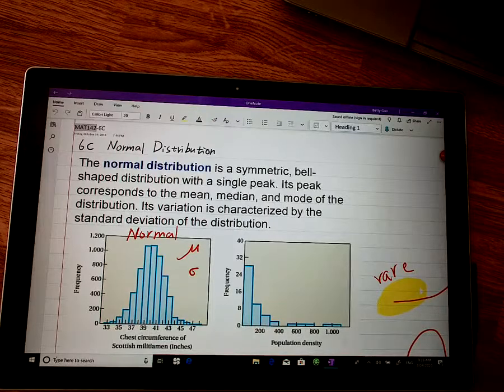The normal distribution is a symmetric, bell-shaped distribution with a single peak. Its peak corresponds to the mean, median, and mode of the distribution. Its variation is characterized by the standard deviation of the distribution. So this is the definition of the normal distribution.